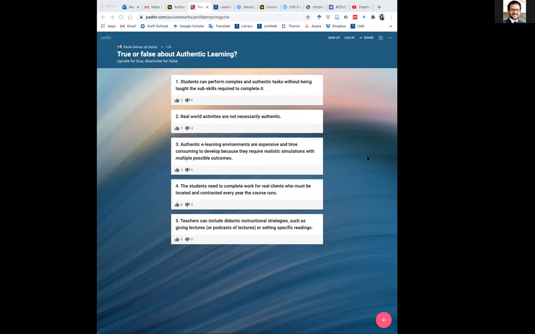All right, so the first one, students can perform complex and authentic tasks without being taught the sub-skills required to complete it. I put that one there because according to authentic learning authors, that is true. I do not agree with it. I think that as we were talking about problem-based learning, you do need some foundational concepts to actually engage in problem-based learning. But according to authentic learning theorists, you don't. You can actually learn on the go.